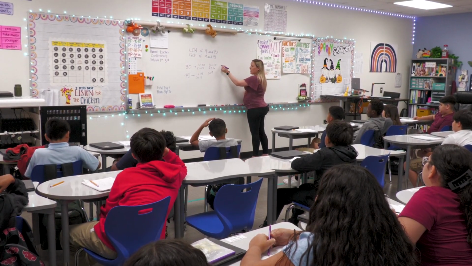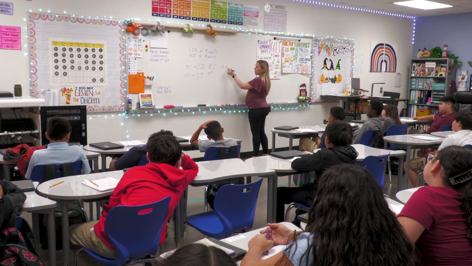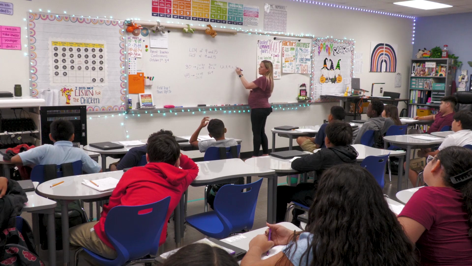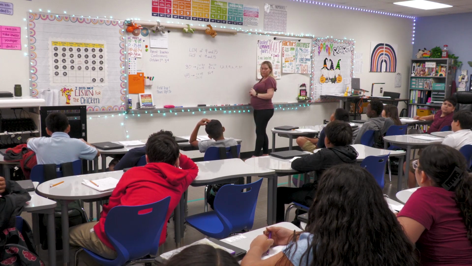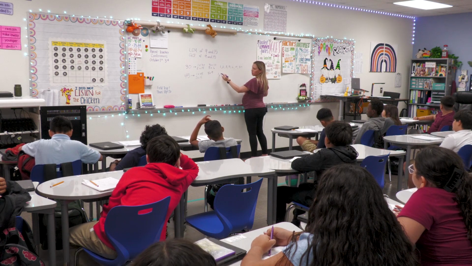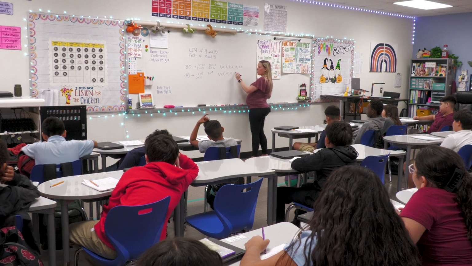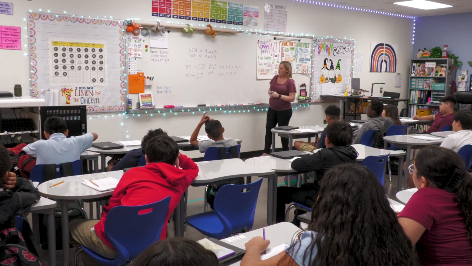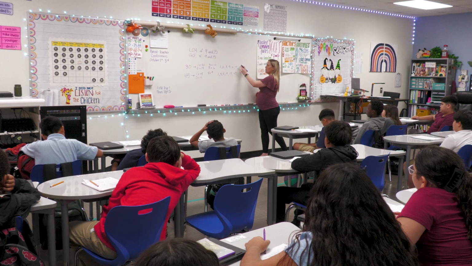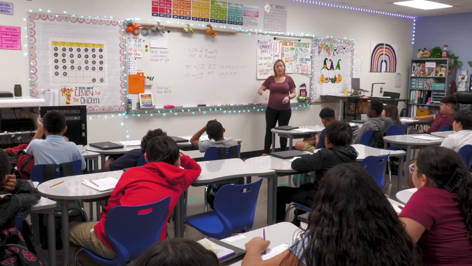Now, if I did it this way, the factors of 30 are 1, 2, 3, 5, 6, 10, 15, and 30. For 45, it would be 1, 3, 5, 9, 15, 45. Oh, I missed one here. Okay, we can do it this way.